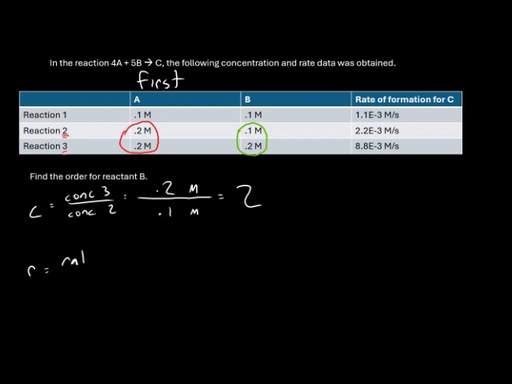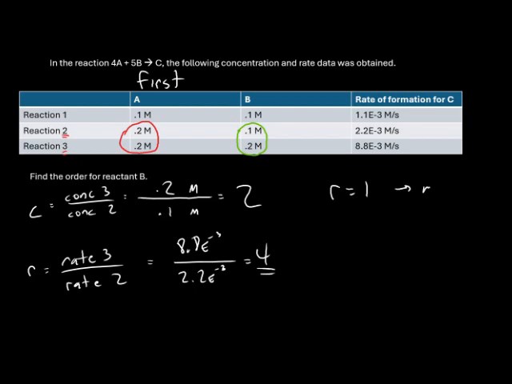To get lowercase r, we'll look at rate 3 over rate 2. Rate number 3 is 8.8 times 10 to the negative third, and then rate number 2 is 2.2 times 10 to the negative third. If we divide, we'll get 4. So first we check if r equals 1. We can see that it doesn't because we got 4 as our answer. We'll check if r equals c. Notice that r is 4 and c is 2, so that's another no. But if r is equal to c squared, which if we look at our numbers, r is 4, c is 2, and it is true that 4 equals 2 squared, which means we are second order for B.